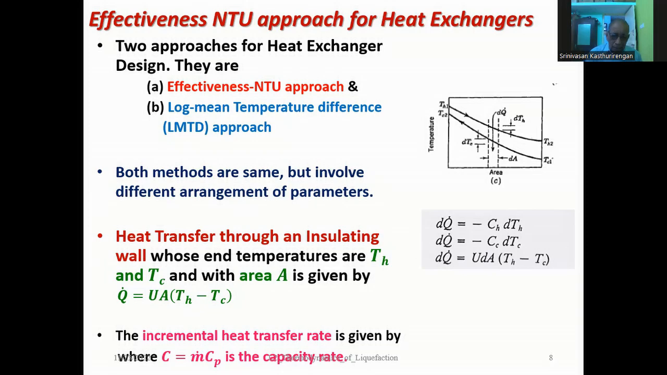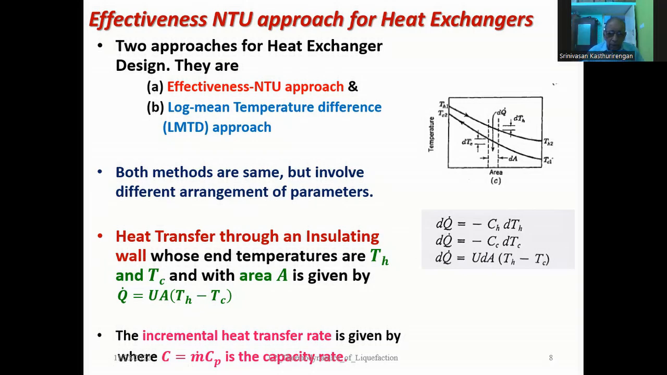Both methods are the same, but just involve a different arrangement of parameters. Now, imagine that you have heat transfer occurring between two fluids. The two fluids are separated by an insulating wall, and let us assume the end temperatures are TH and TC. Kindly have a look at this diagram.